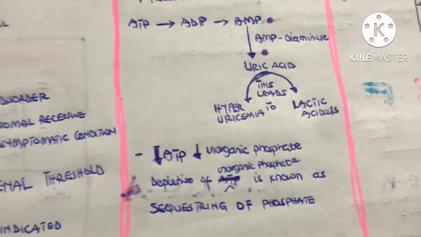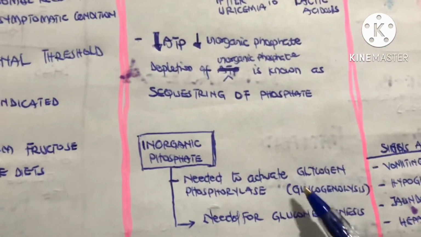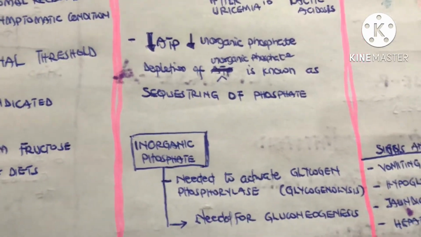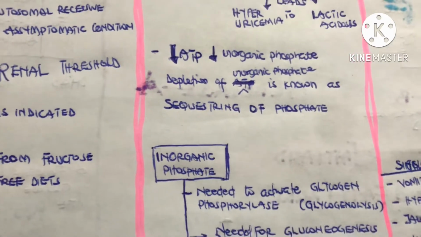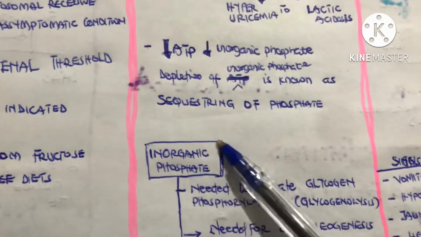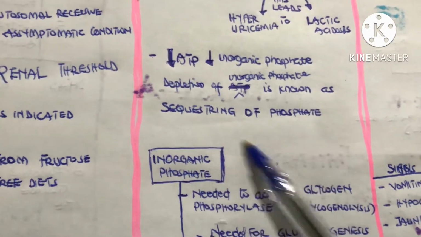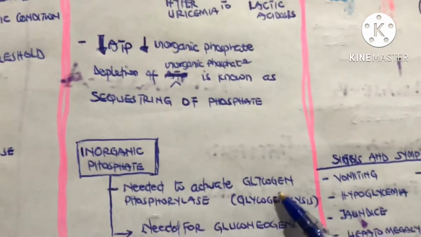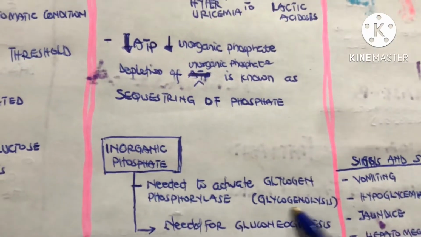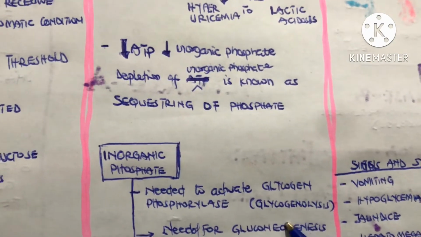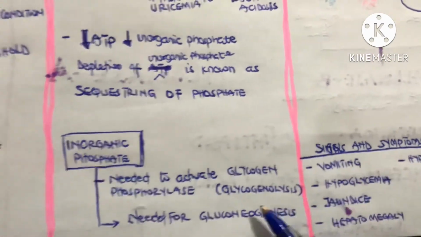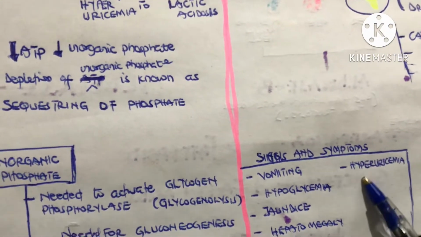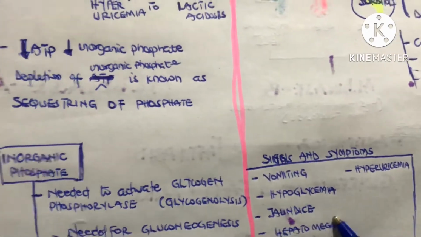And one thing is that this inorganic phosphate is also required by glycogen phosphorylase to break down glycogen for us to get glucose. It's also required by the gluconeogenic pathway for us to get glucose. So a low level of this inorganic phosphate can lead to hypoglycemia, because we cannot get glucose from glycogenolysis or from gluconeogenesis. It can also lead to vomiting, hyperuricemia, which I have already talked about, jaundice, and also hepatomegaly.